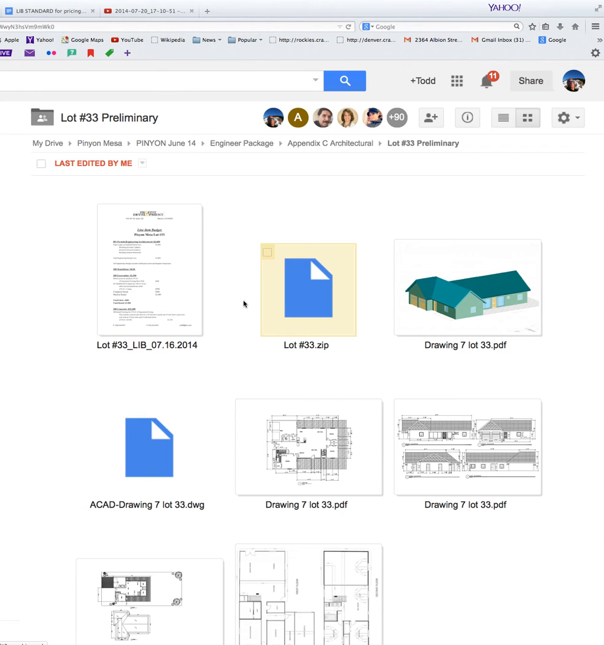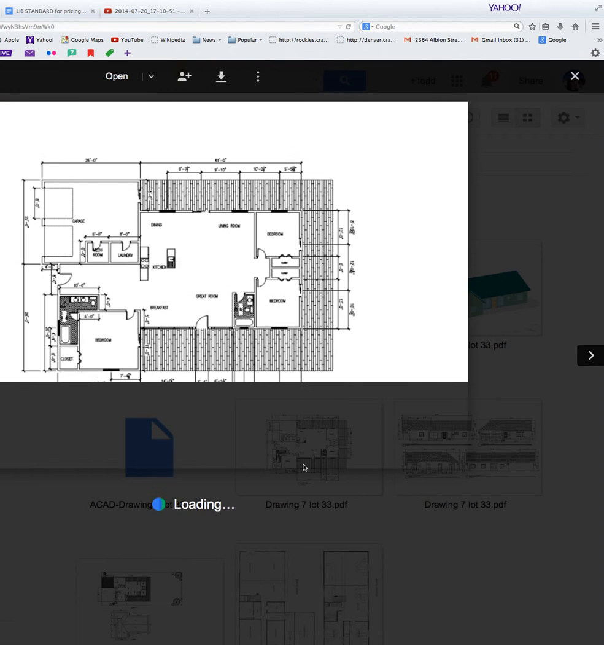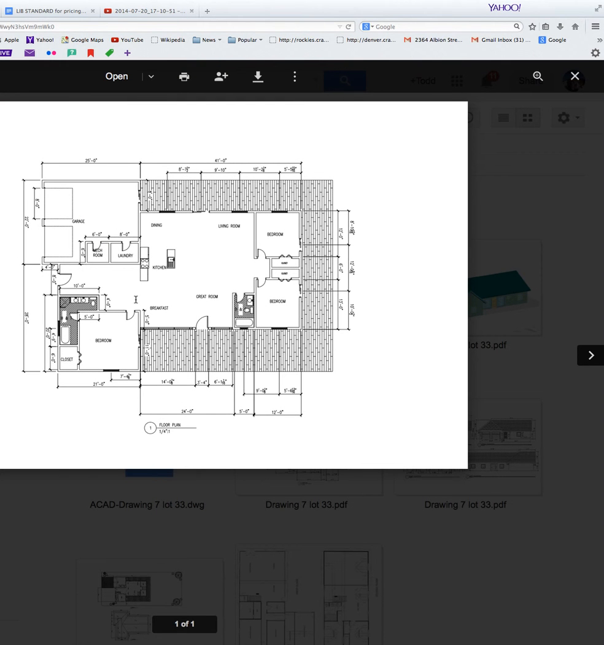Okay, so I'm going to go to lot 33. Here's the drawings. So let's just go right into the footprint here. And there it is. So here's our footprint.